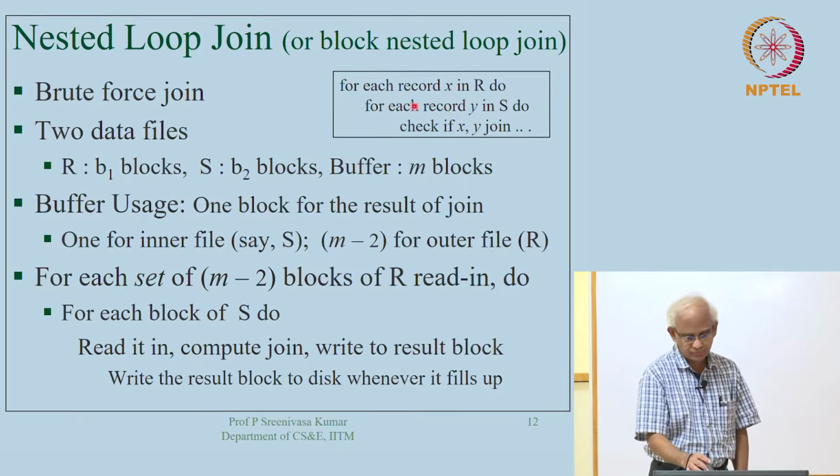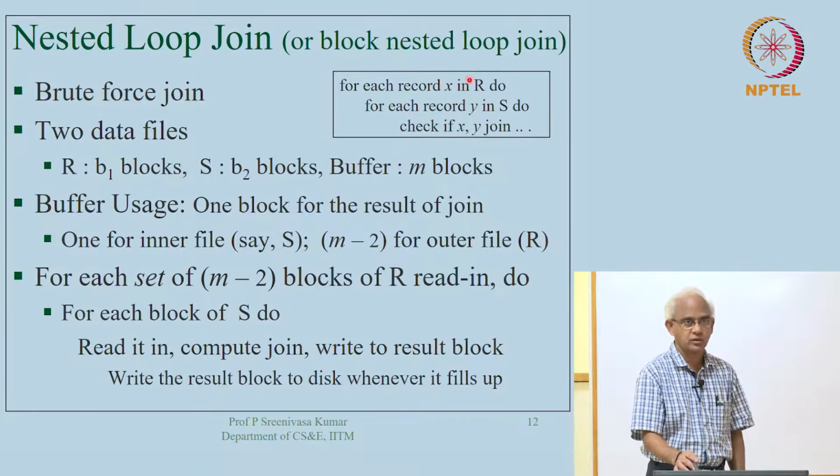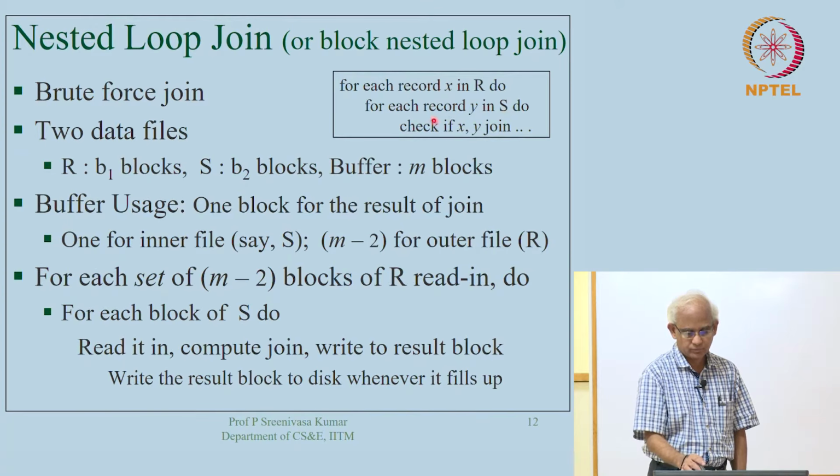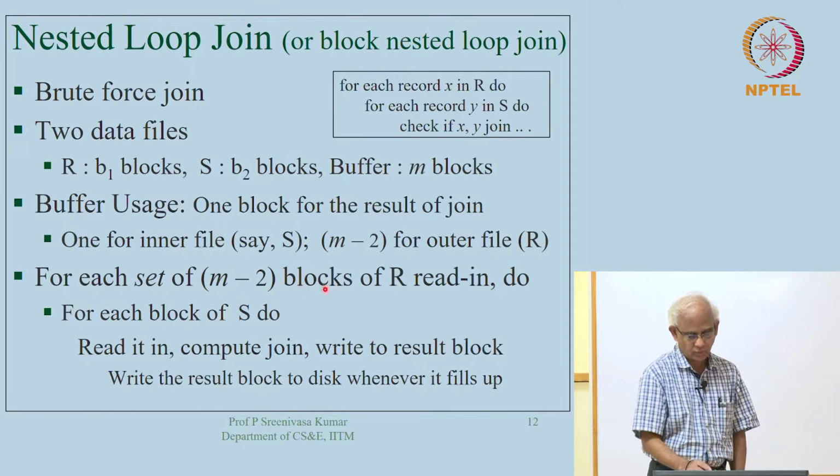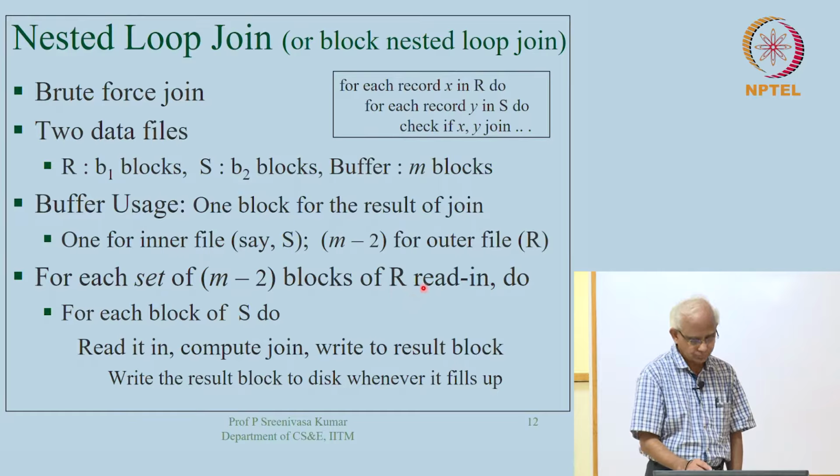So, essentially instead of for each record X in R, we are now taking a chunk of records of R and then reading the entire S file, and then producing the join results. So, that chunk is m-2 blocks.